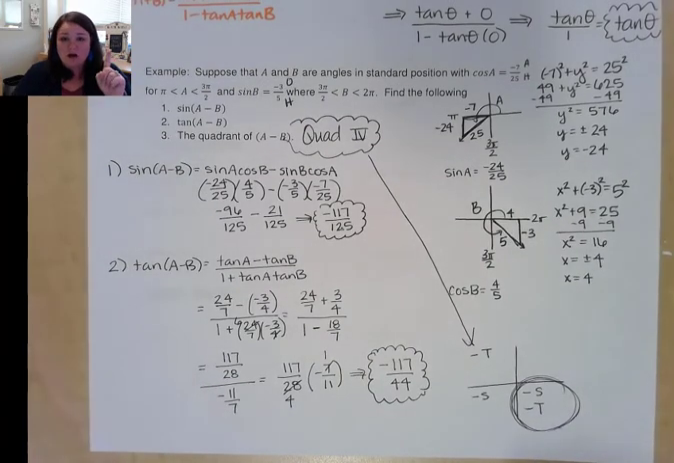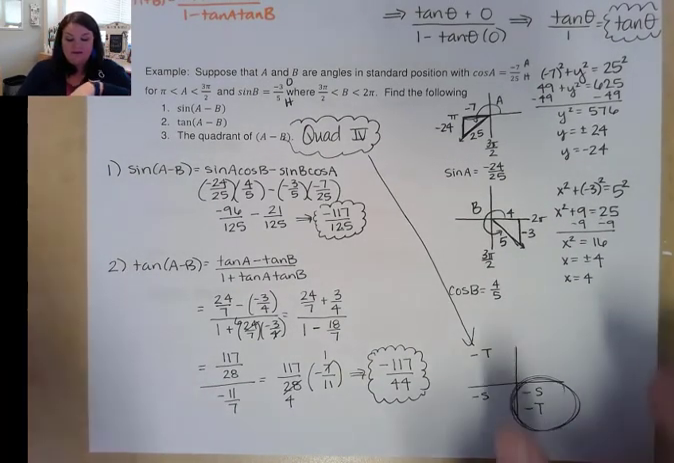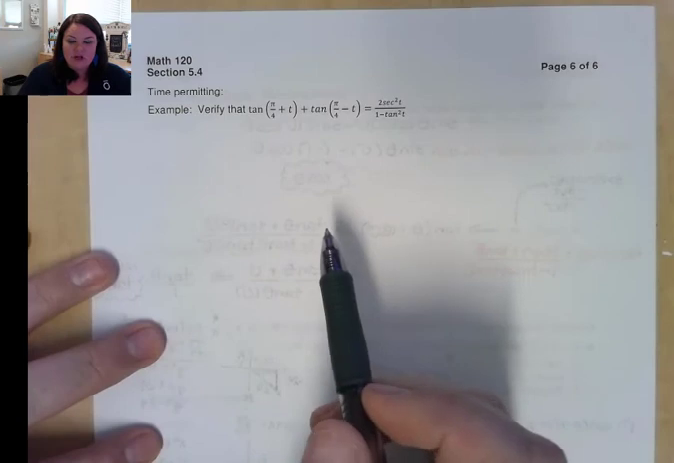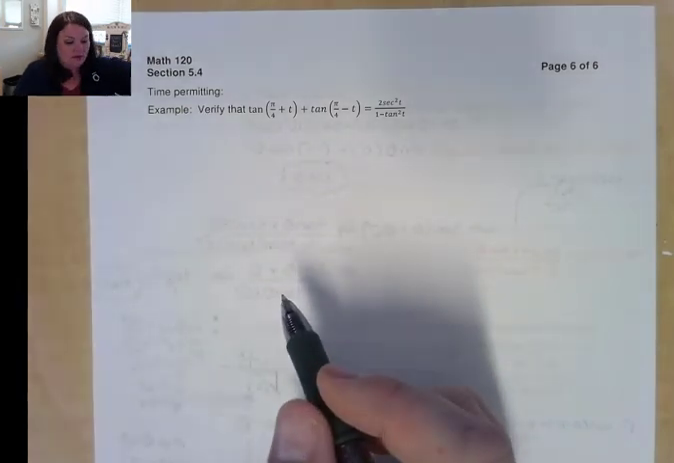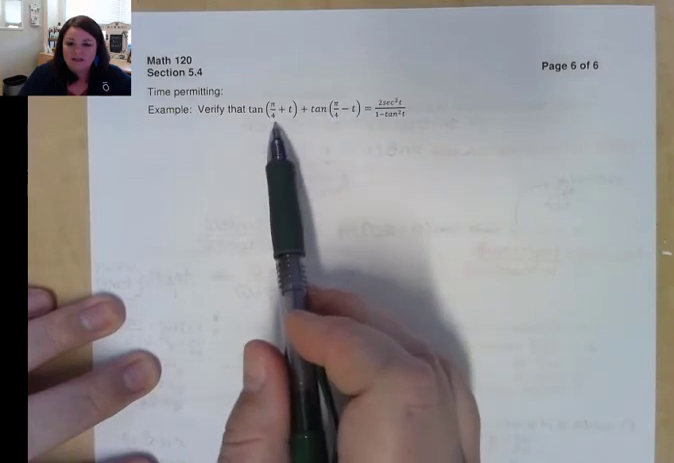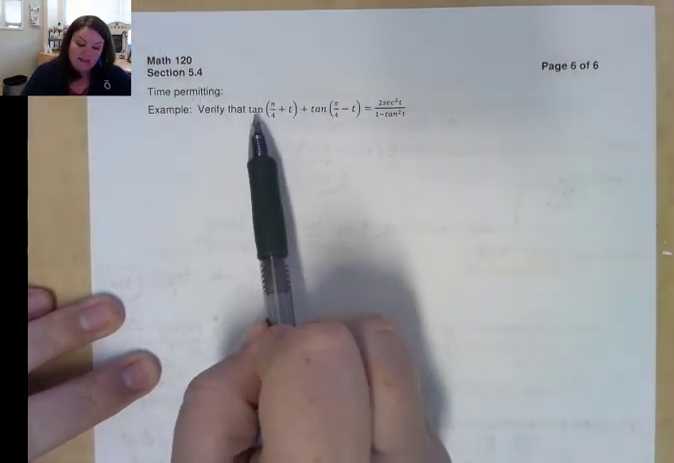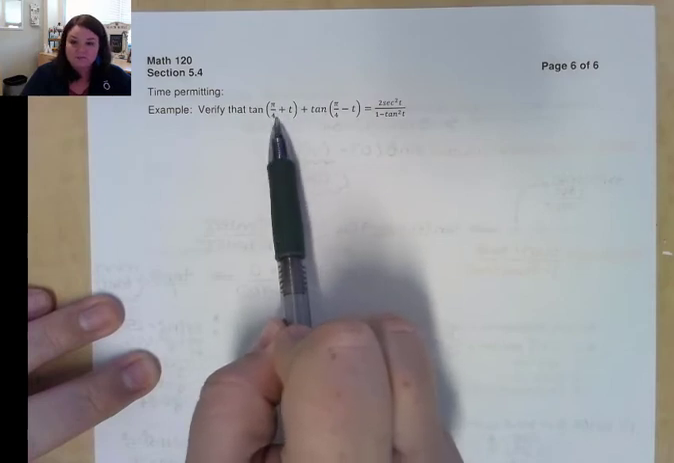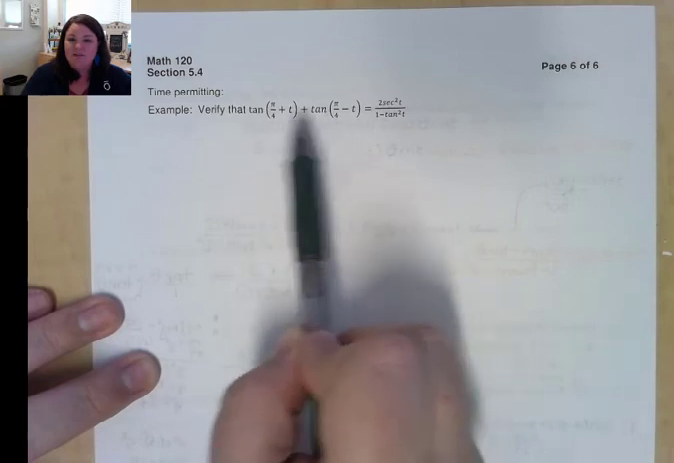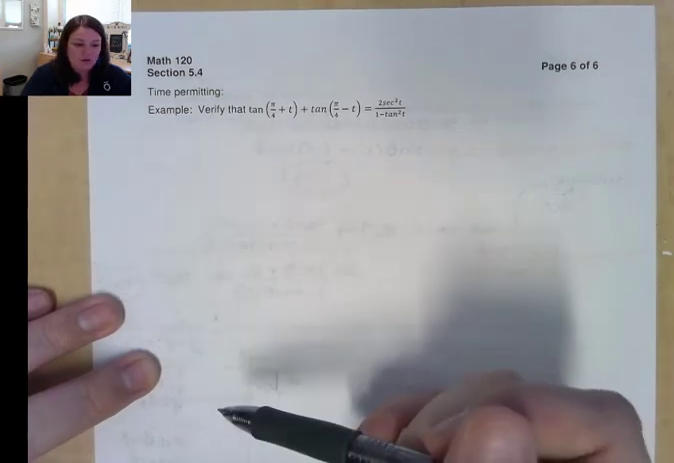All right, I want to show you one with a proof where you have to verify that something is true, and then that will be the end of 5.4. All right? Okay, so let's look at this one. If I want to verify that this side equals this side, I'm going to start with the left-hand side because this just says that I want to calculate the tangent of an addition and the tangent of a subtraction. So these are two things that I can plug right into my tangent formulas. Okay?